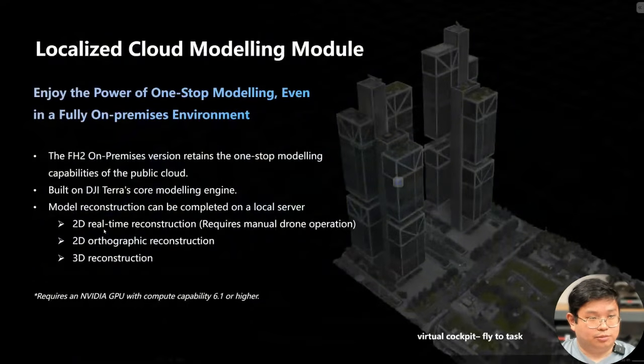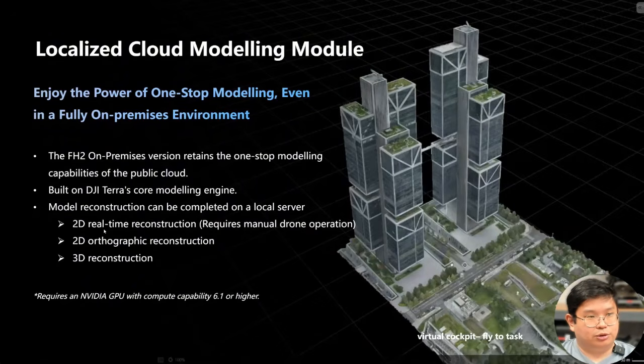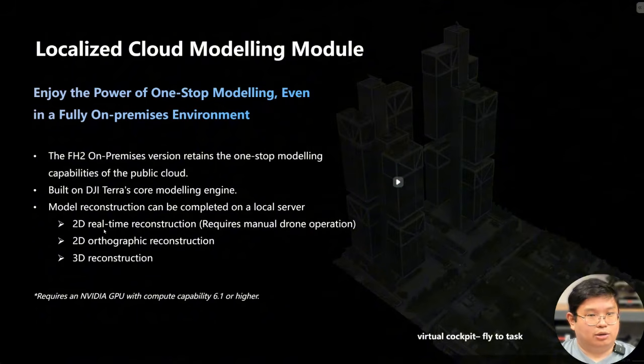Having FlightHub 2 on-prem, you're not missing the functionality for doing reconstruction. DJI FlightHub 2 on-premises also supports reconstruction for 2D real-time or 2D orthomosaic maps, or 3D mesh or point cloud models. And the experience is just like the FlightHub 2 public version. Basically, under the FlightHub 2 on-premises media library, you just select start mapping in the upper left corner, and define the media you'd like to reconstruct. FlightHub 2 on-premises would utilize the local hardware, local GPU, to process these models for you.